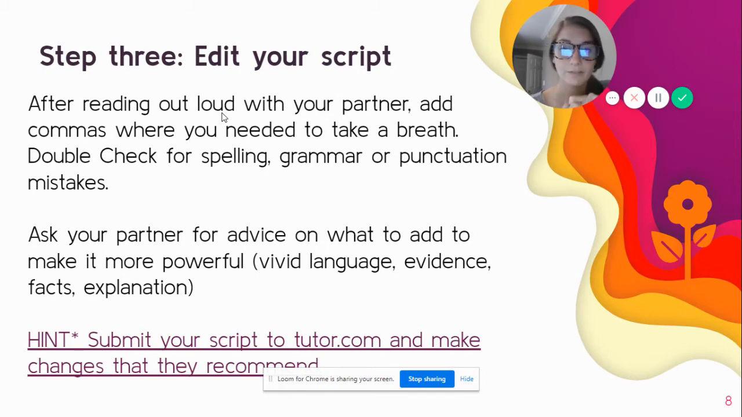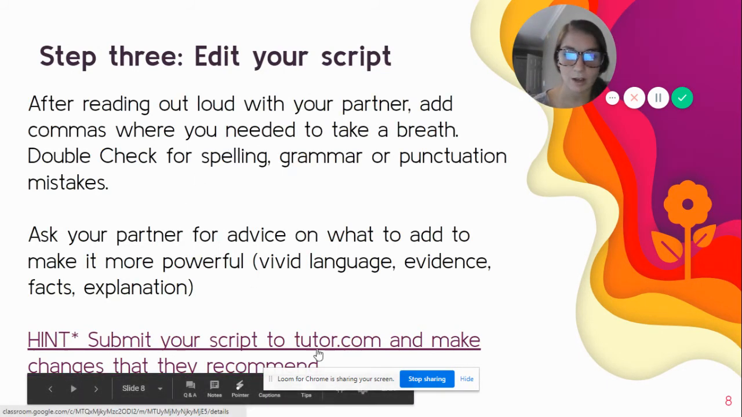Ask your partner for advice on what to add to make it more powerful. Maybe there's spots that you could add vivid language, or maybe a metaphor or a joke, or more evidence or facts, or more explanation. So maybe they were like, I don't understand your solution. Maybe you need to add another sentence to explain it. That makes sense. And so I put the link down here because this is the perfect time to use tutor.com to make changes to your speech.